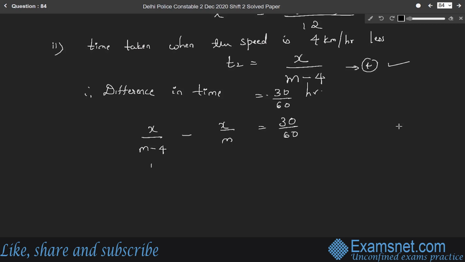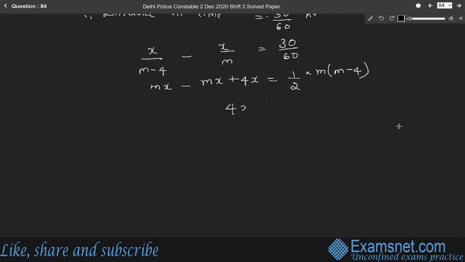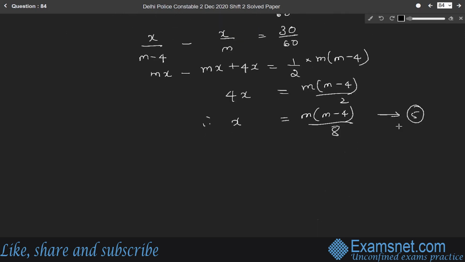So simplify it. mx minus mx plus 4x is equal to 1 by 2 into m into m minus 4. I'm taking the LCM of this to the RHS part. Therefore, 4x is equal to m into m minus 4 by 2. Therefore, x is equal to m into m minus 4 by 8. So consider this as equation 5.